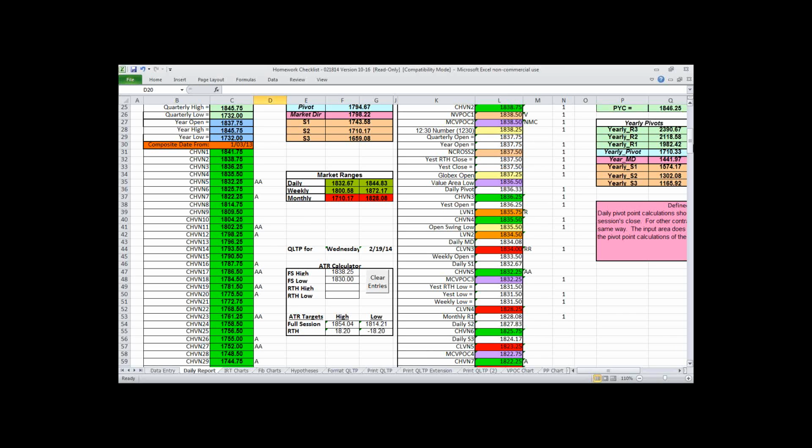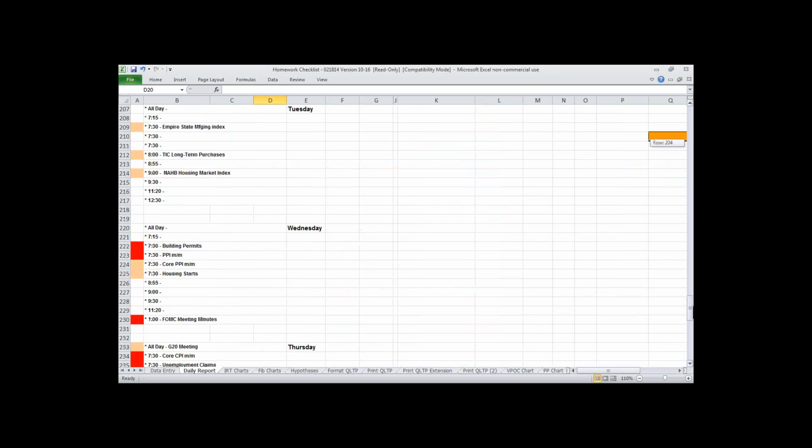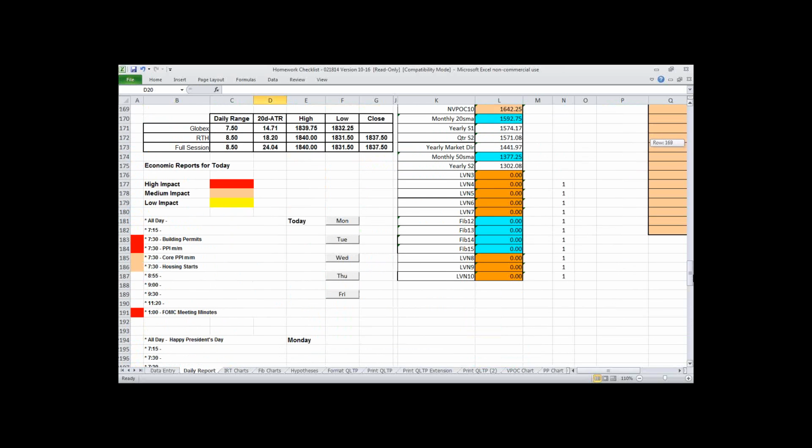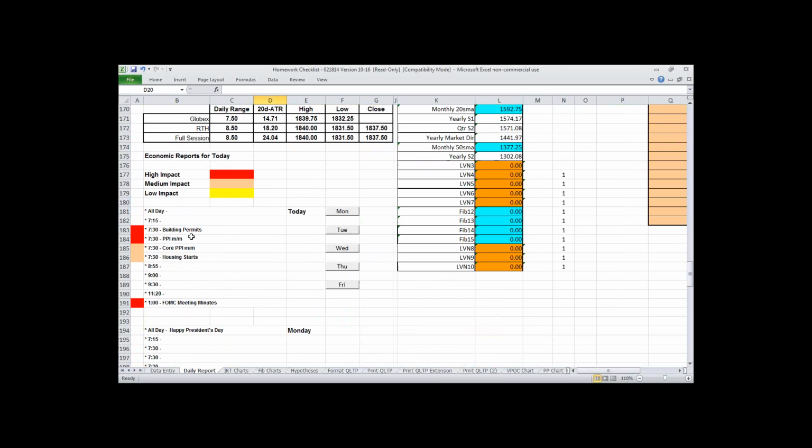Take a quick look at the news. Of course, we had building permits and PPI, and that gave us a little bit of a spurt up. It closed that tech gap that we had on the 5-minute, went up and tested the 20 SMA on the 30-minute, and currently, right now, we're struggling to get above that.